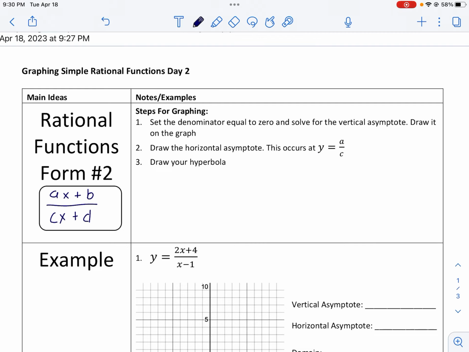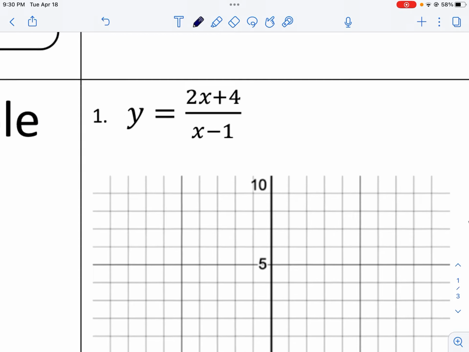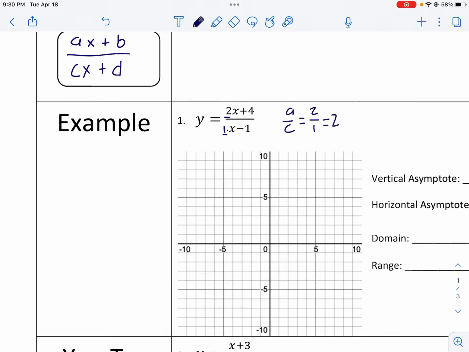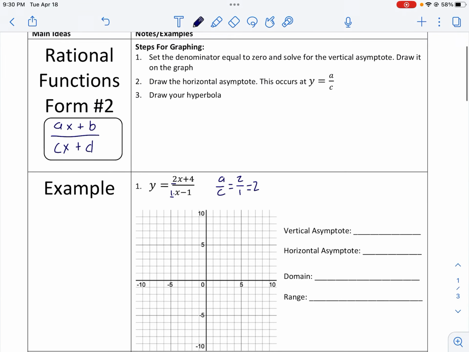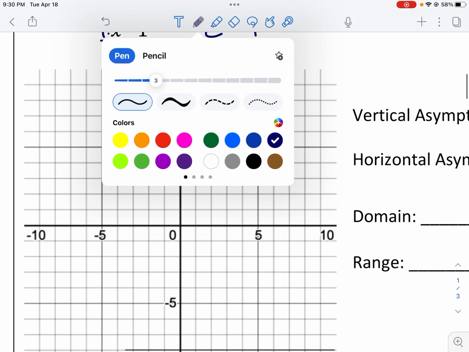So let's look at a quick example, okay? So if we look at example number 1, first we want to get our horizontal asymptote. So we want to find what is a over c. So here a is 2 and c, there isn't a number there, but remember, if there's no number, that means it's a 1, right? So c is 1. So a over c is 2 over 1, which is just 2. So our horizontal asymptote occurs at y equals 2. So we can go ahead and get that put on the graph.